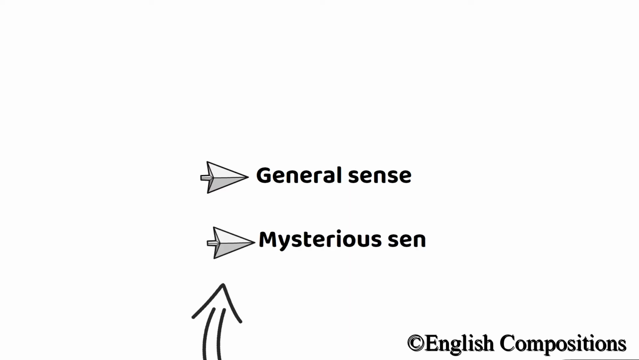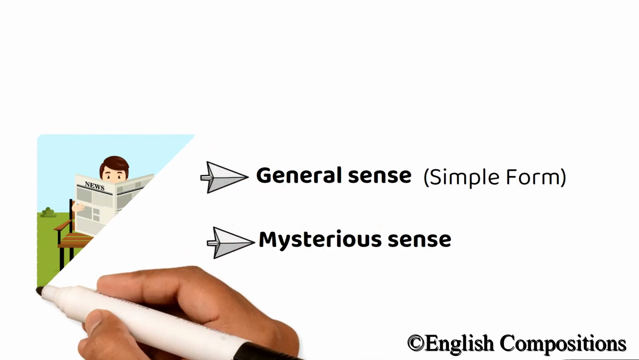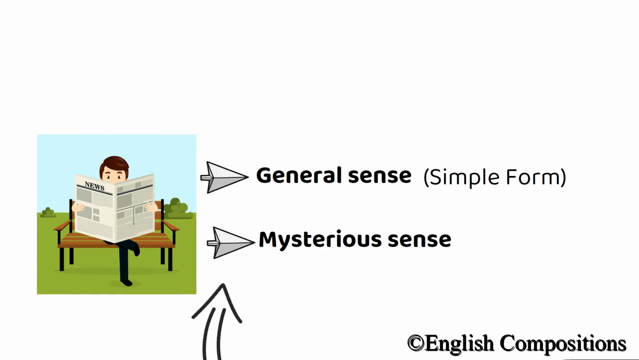One is in the general sense, and the other one is in the mysterious sense. So the general sense is the simple form of expressing the report in one line, and the reader will understand the topic of the report through the heading. And the mysterious sense heading is usually used for attracting the attention of the readers.